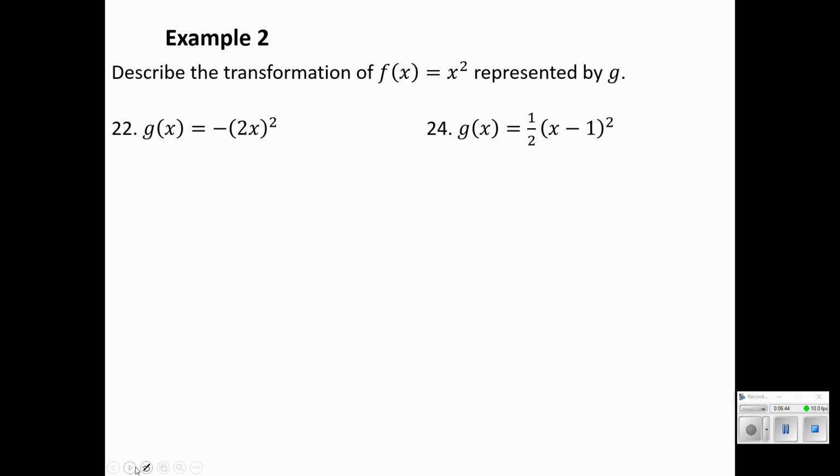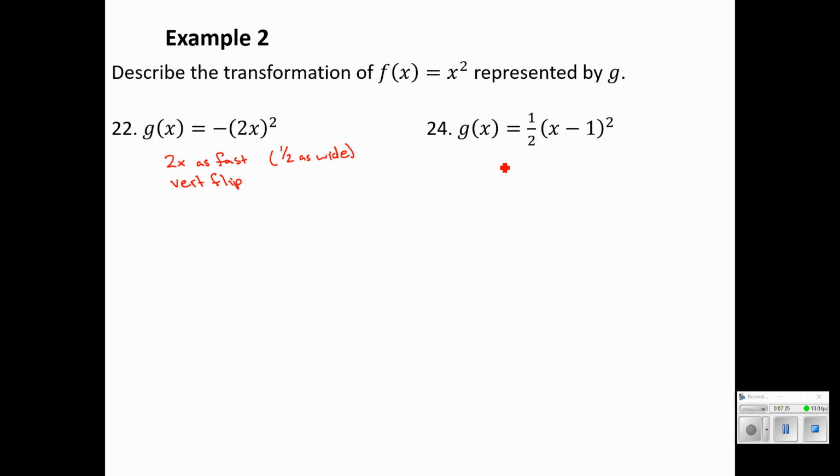All right, next we start looking at some multipliers. For number 22, g of x equals negative 2 times x, and then that squared. Well, with our input, that's going 2 times as fast, twice as fast. So we could also think of that as being half as wide, or a horizontal compression. Then we've got a negative sign out front indicating a vertical flip. We're negating the entire function, negating the height, flipping it upside down, vertical flip. Could also call that flipping over the x-axis. I believe our textbook uses that. I like the word vertical, personally.